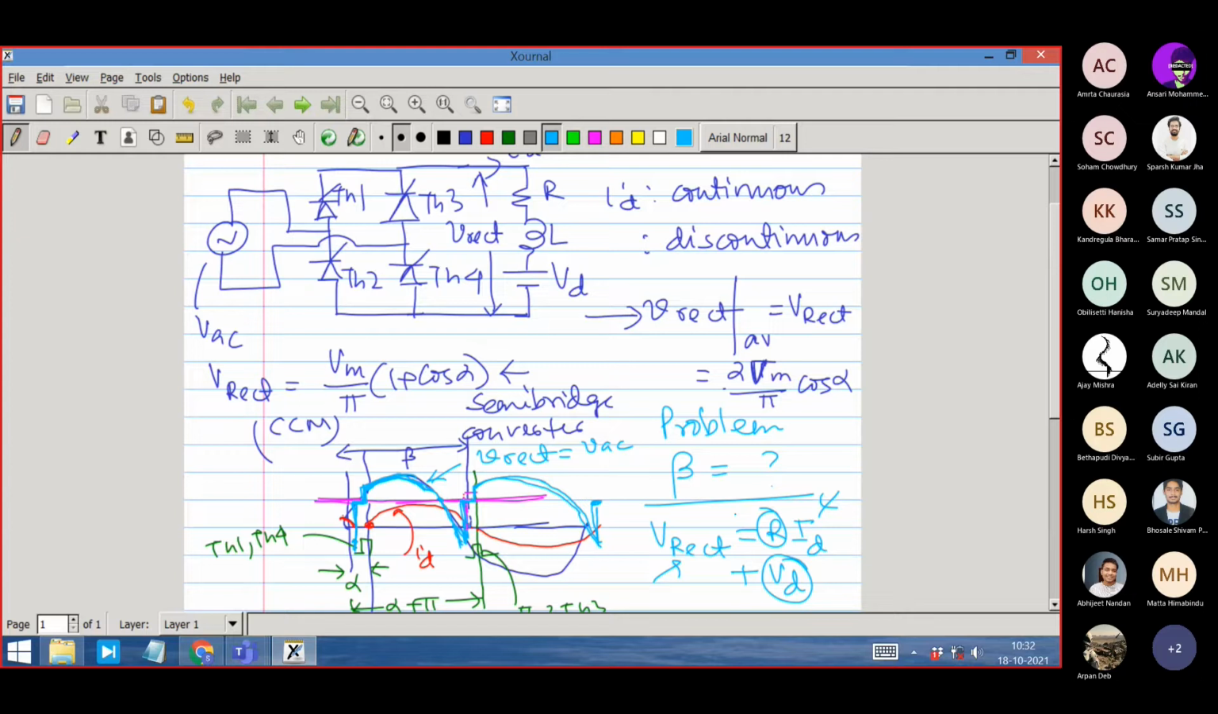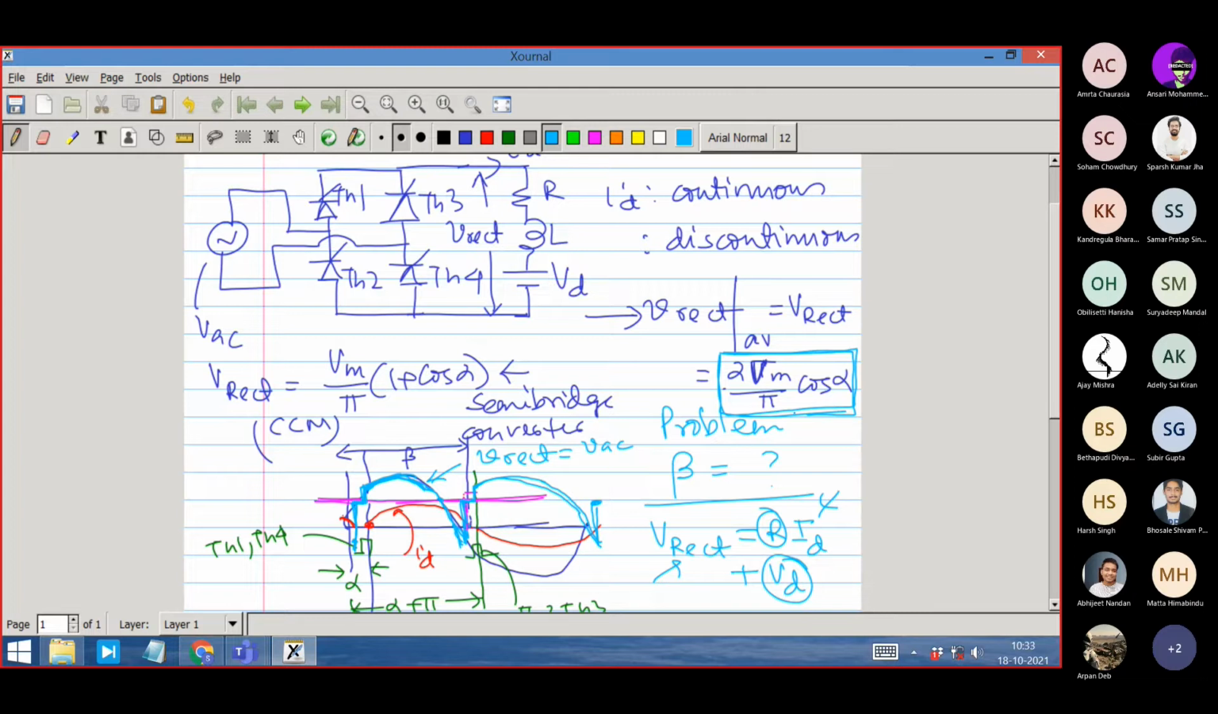Suppose my firing angle is alpha. Then assume that it is in continuous conduction mode, right? If it were in continuous conduction mode, what would have been the average value of the rectified voltage? That we know. That we know that this will be the average value of the rectified voltage, right? Is it not? Then if I choose, then what happens?